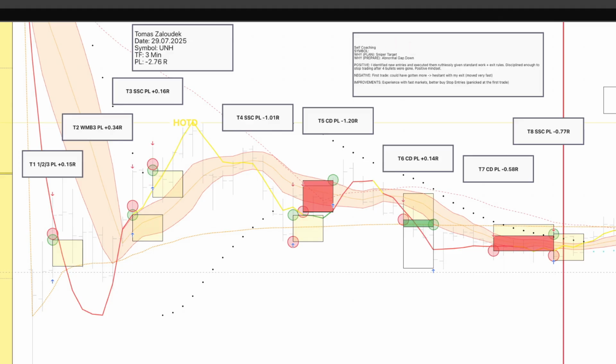If we go to the self-coaching, we picked UNH, which is the symbol. Why? Well, because it fired on our sniper target. And why did we select it out of our prepared list? It was because there was an abnormal gap down. So the close was somewhere around here, it gapped down to here. So now we have a target that's definitely tradable. And let's see how we did.